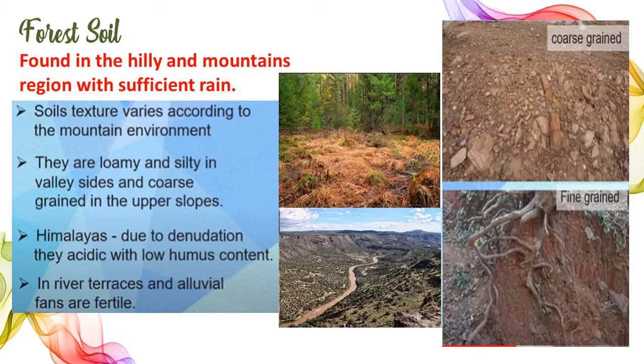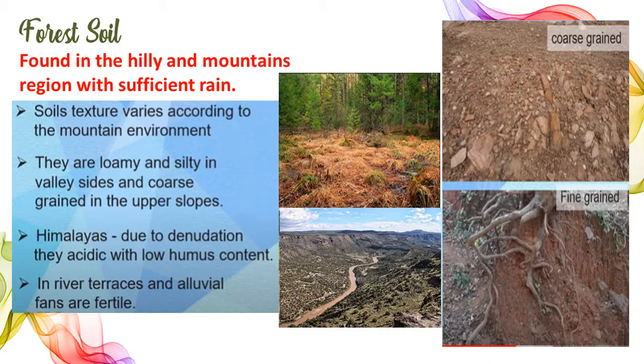Forest soil. Forest soils are found in the hilly and mountainous areas where they receive a sufficient amount of rainfall. The soil's texture varies according to the mountain environment. They are loamy and silty in valley sides and coarse in the upper slopes. When I say loamy and silty, they are the perfect soils. They contain equal proportions of silt, clay and fine soil. In the upper slopes, you can find the soil coarse-grained.